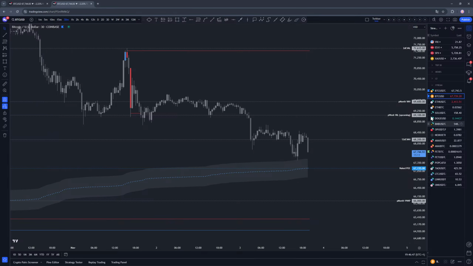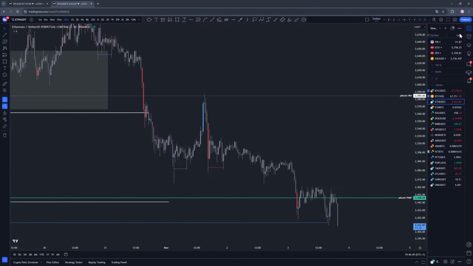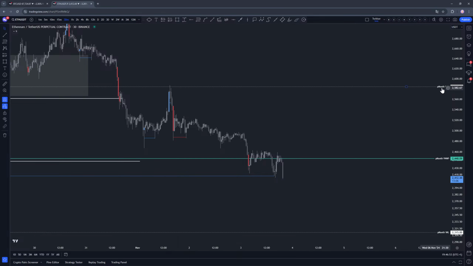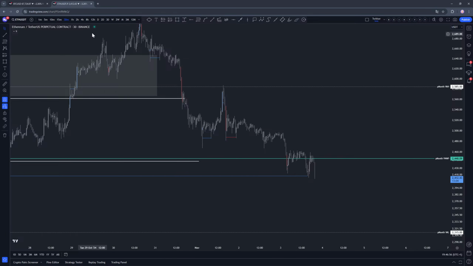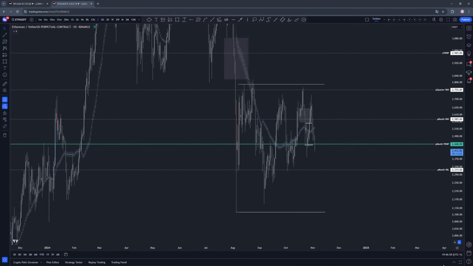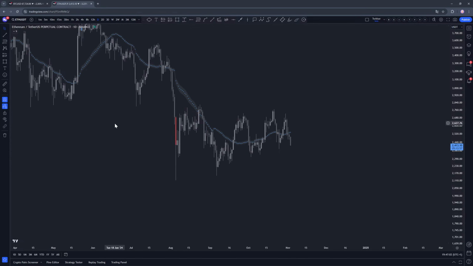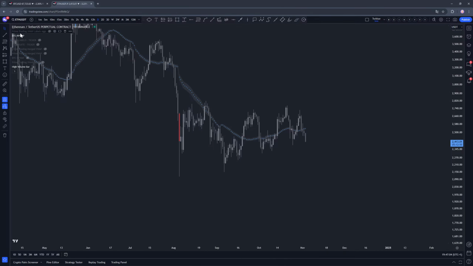Let's quickly pick up Ethereum, because I'm still short. I mean, this rejection at the previous month value high is so super clean. Let's take a look at the daily. And this is what worries me. Let's get rid of all of these drawings real quick. Ethereum looks so garbage, and let's get rid of that.